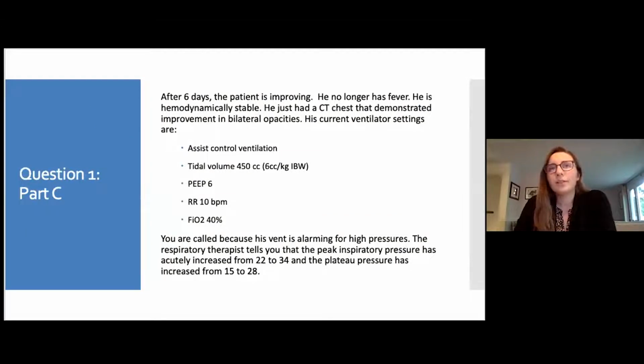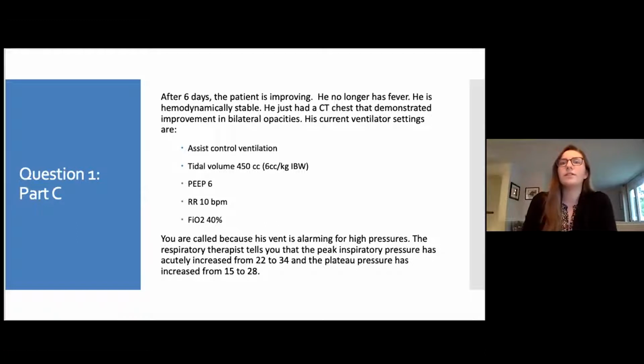So we'll keep going with this case because he's not finished yet. After 6 days, your patient is finally improving. He no longer has a fever, he's hemodynamically stable, and he just had a chest CT that demonstrated improvement in his bilateral opacities. His current ventilator settings are assist control ventilation, tidal volume of 450, so he's on 6 cc's per kg ideal body weight. His PEEP is 6, his respiratory rate is 10, and his FiO2 is 40%.